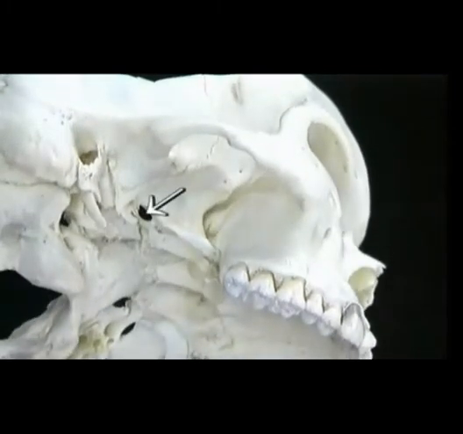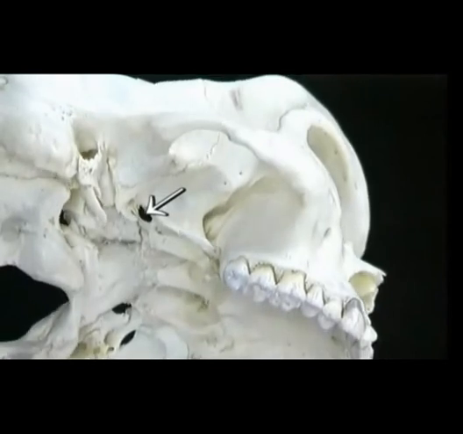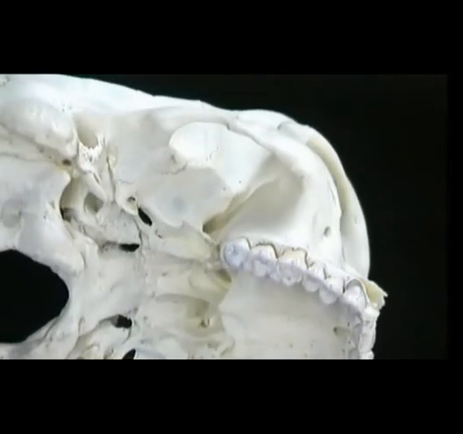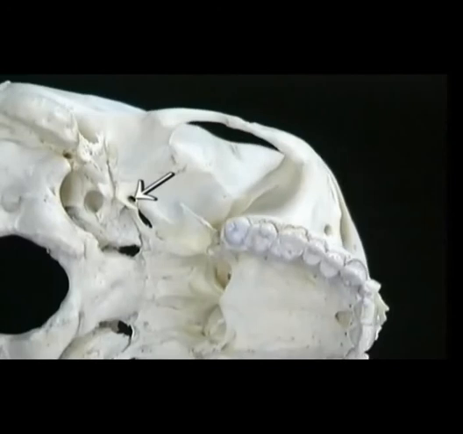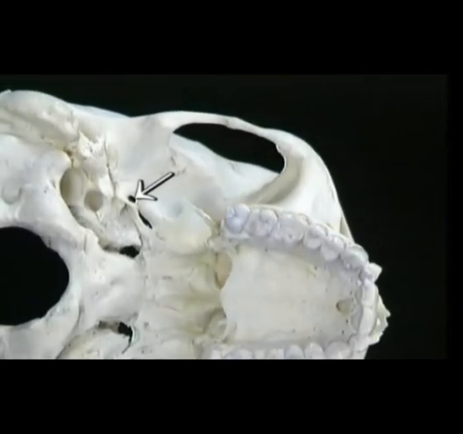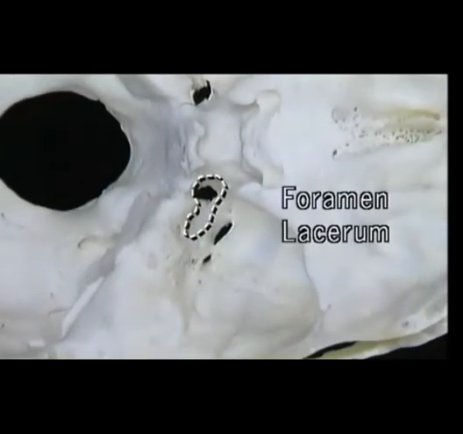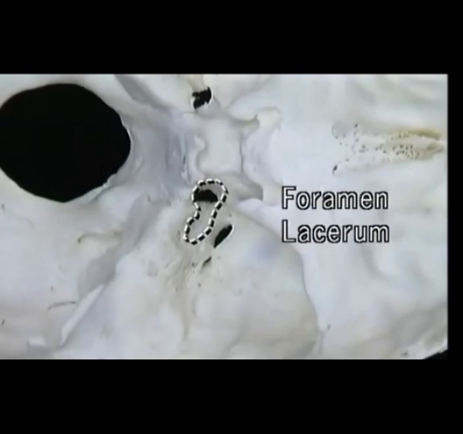Here is the foramen ovale, just behind and lateral to the pterygoid plate. Here is the foramen spinosum. The last opening to look at is this untidy looking opening, the foramen lacerum for the internal carotid artery.